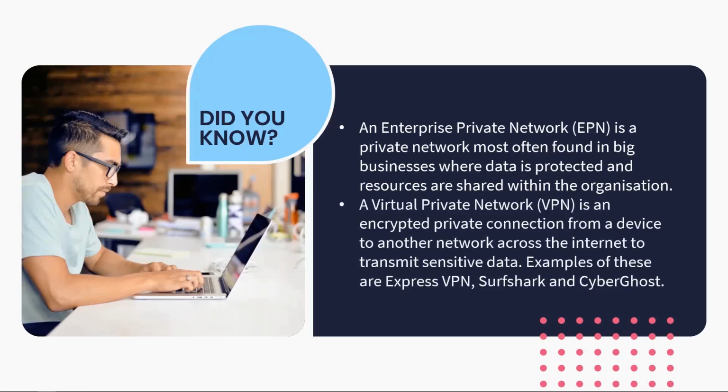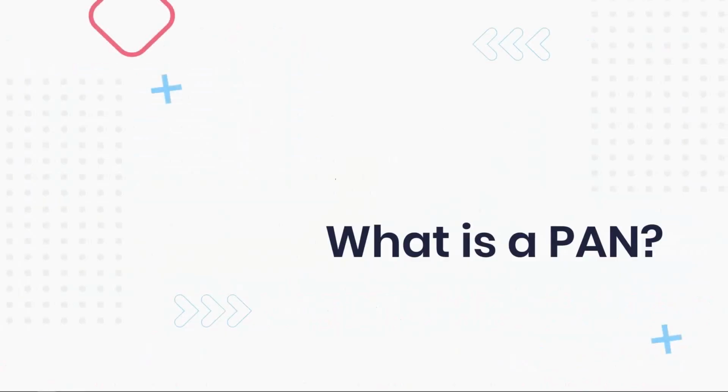A virtual private network, VPN, is an encrypted private connection from a device to another network across the internet to transmit sensitive data. Examples of these are ExpressVPN, Surfshark, and CyberGhost. And that brings us to the last network we'll be discussing in this lesson. Unlike LANs and WANs and private networks, personal area networks, PANs, exist in a limited network, such as a house.